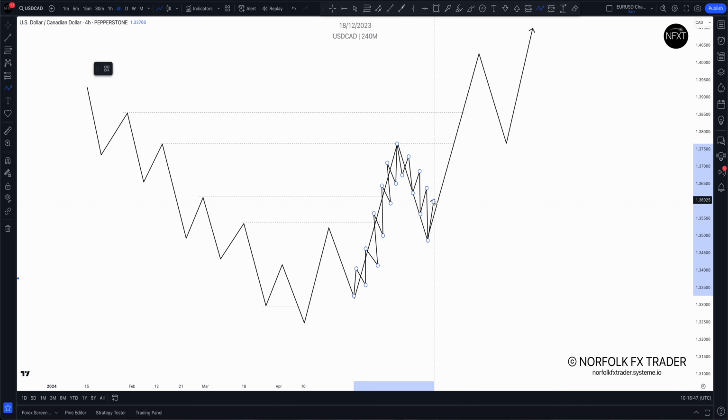Now very often you're going to find the market's going to want to break through this high to run this area of liquidity, to engineer liquidity, so it can then run back down once again to take this low before we see the true reversal back to the upside.